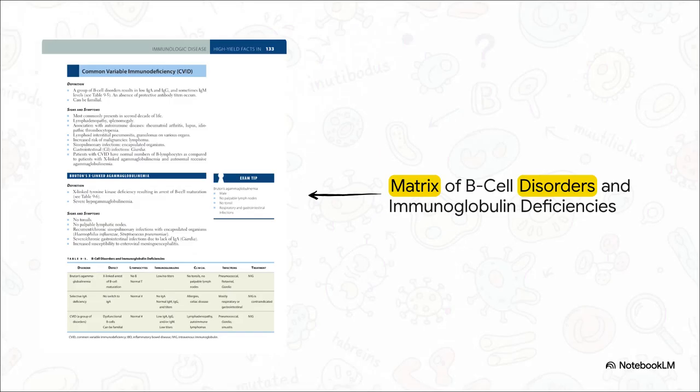Take a look at this matrix. It perfectly illustrates the exact quantitative immunoglobulin drops you have to memorize. Notice how CVID involves drops in IgG, IgA, and sometimes IgM, despite normal B-cell numbers. Meanwhile, Bruton's shows uniformly low titers across all classes. Visualizing this pattern is absolutely mandatory for test day.